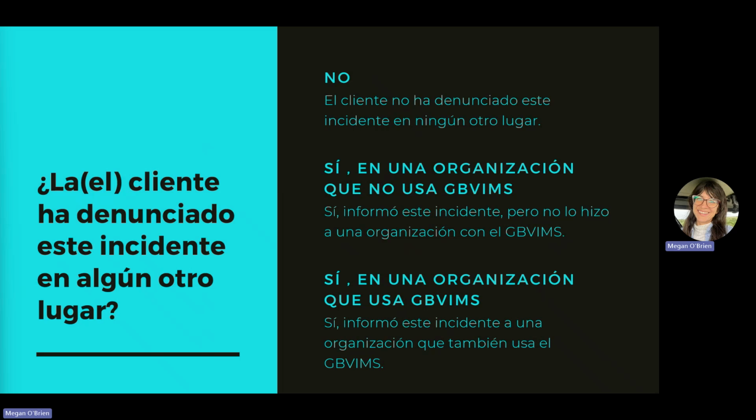Or you could mark yes, the survivor has reported this to a GBVIMS organization. This would be another organization using GBVIMS. So maybe the survivor has gone to another case management office in the area that's using GBVIMS and reported the incident there, but for some reason is now coming to you to seek services. This means the incident would not be recorded in our analysis, again, to avoid duplicative data reporting. If it's marked, it's automatically excluded from the statistics produced by the incident recorder.